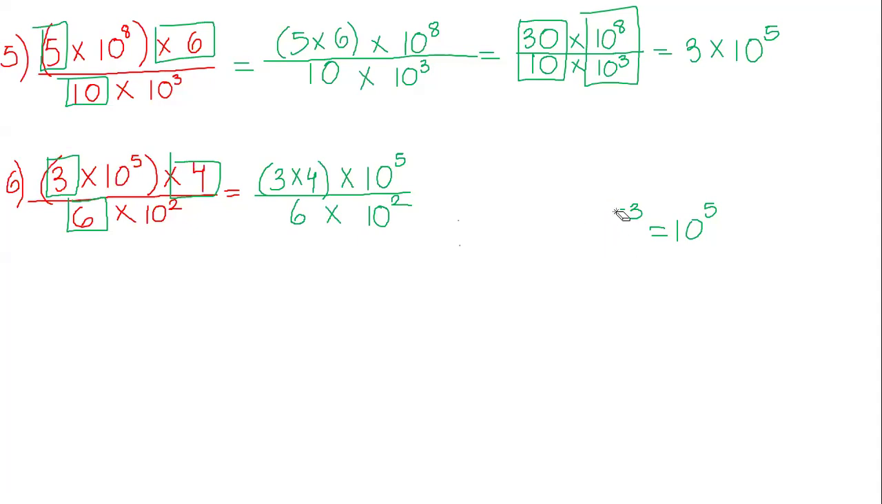Okay, good. Class, do y'all understand what I did just now? All I did was I grouped the 3 and the 4 together. And I grouped the 6 at the bottom as well, because those are the numbers. Okay, and then I grouped the 10 to the 5th and 10 squared. Is there anyone who does not understand what I did just now? Please let me know if you don't understand that part.